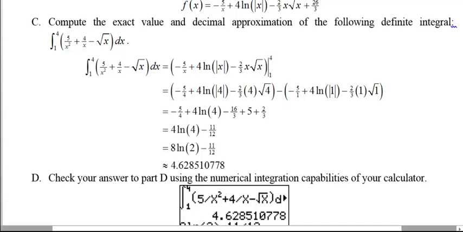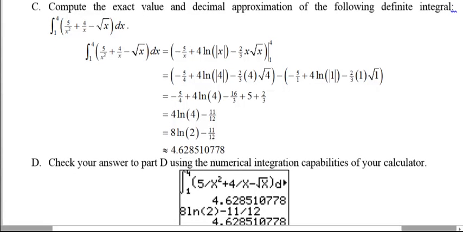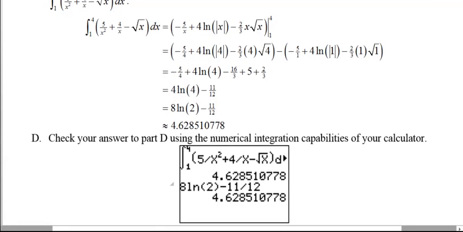Common denominator of 4 and 3 would be 12. It'd be a least common multiple of those denominators, so it would be the least common denominator. Add those 4 numbers there, and it turns out to be negative 11 twelfths. Notice that log of 4 is log of 2 squared. A property of logarithms says I can bring that power out front and multiply by the coefficient. So probably the best way to write this would be 8 ln of 2 minus 11 twelfths. That's the exact value. Approximation, I can find that on the calculator by typing it in as I did here at the bottom, and we get that's about 4.6285, etc.